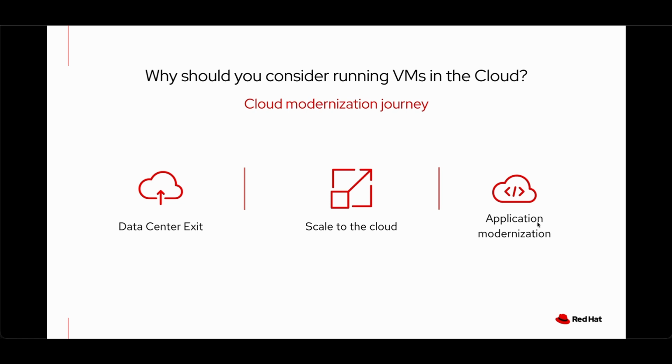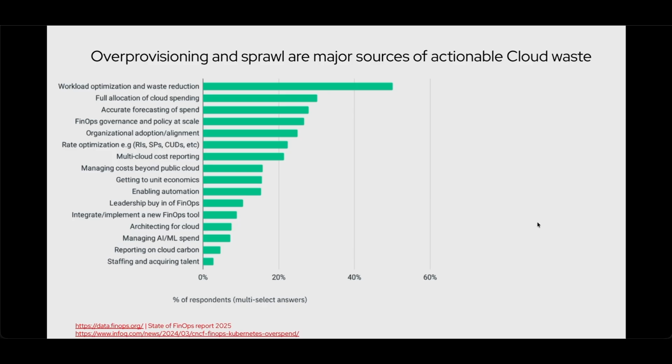Scale to the cloud, that ability and what the cloud was built for, the ability for you to right size your environment at the right time, be that scale up, scale down, depending upon the workloads that are happening or the users that are consuming your services via the web. Application modernization. There is a move to be more cloud native. There is a move to containers, but that doesn't mean you can do that with every single application that you've currently got. Over provisioning and sprawl, major sources of cloud waste.